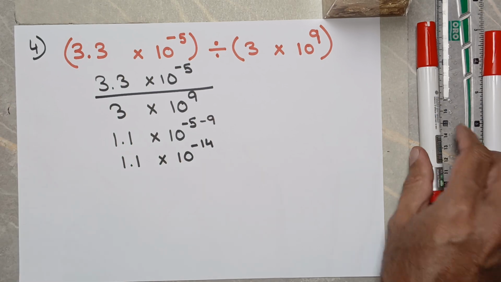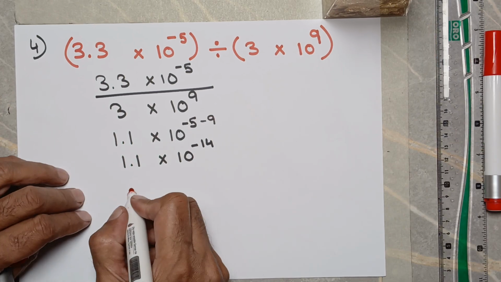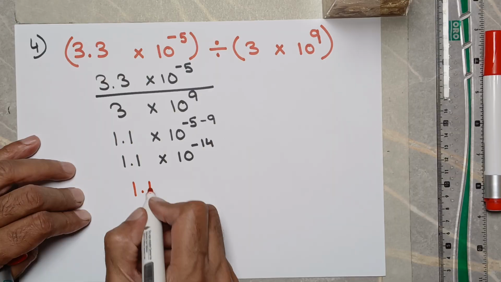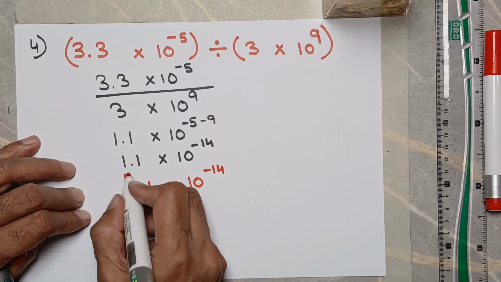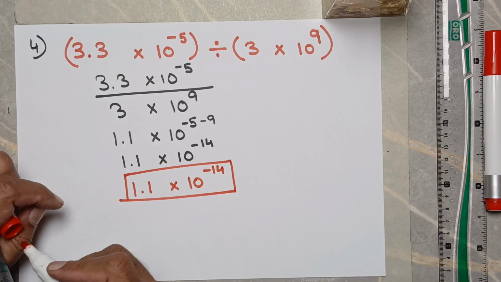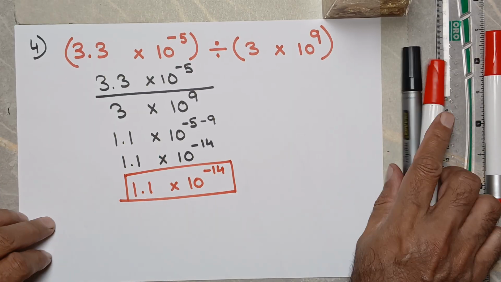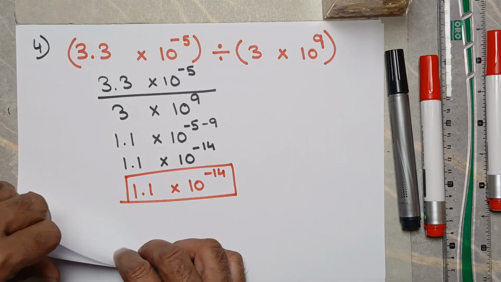Now let me write it with the red marker. The final answer: 1.1 times 10 raised to the power minus 14. This is our answer. Now let's move on to question number 5.